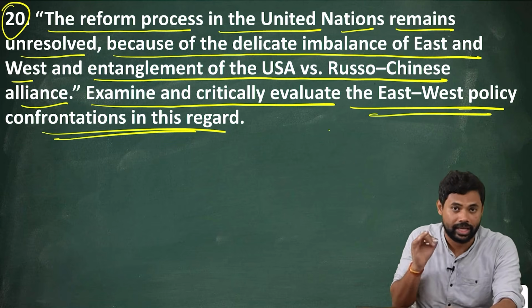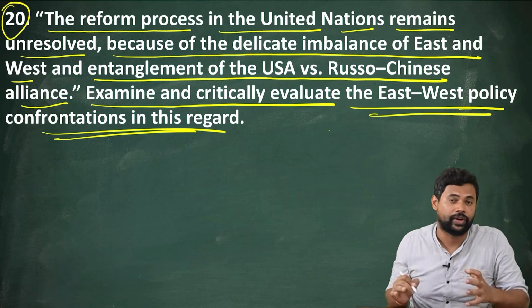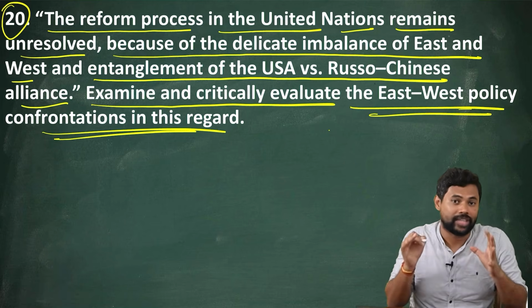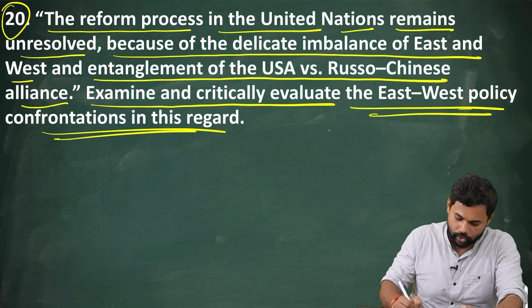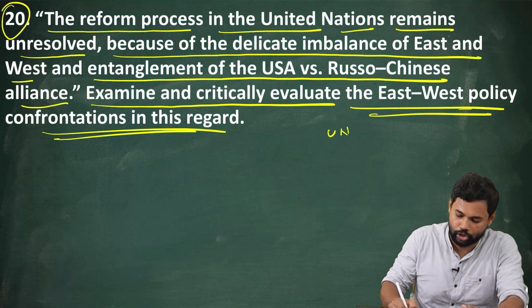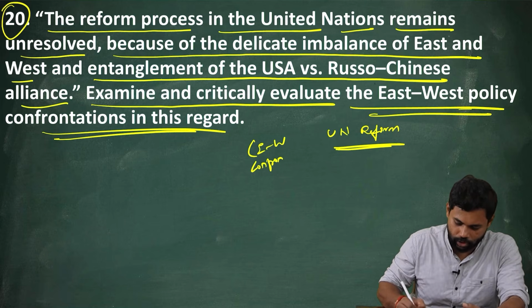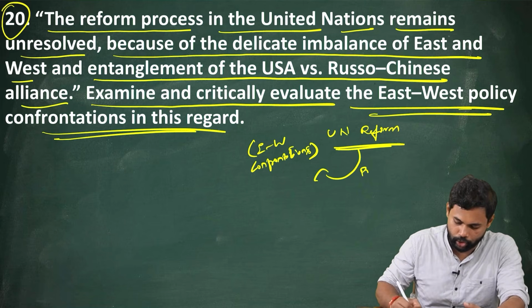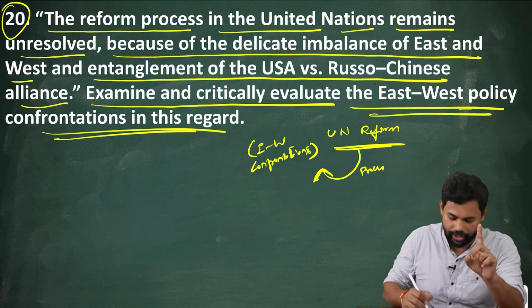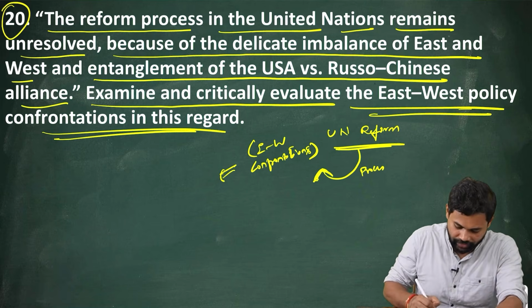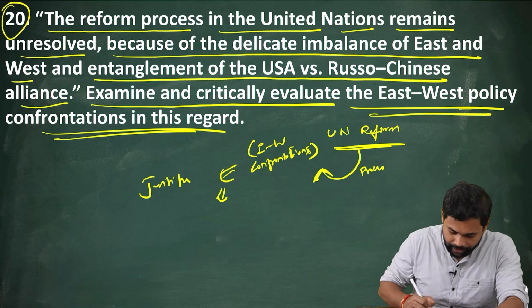Okay, now look at this. They are asking, due to the East-West confrontation, United Nations reforms have been stalled. Why? Because of East-West confrontations. Correct. So the United Nations reform process has been stalled due to East-West confrontation. So one, you have to obviously justify this, and you also have to critically evaluate this.